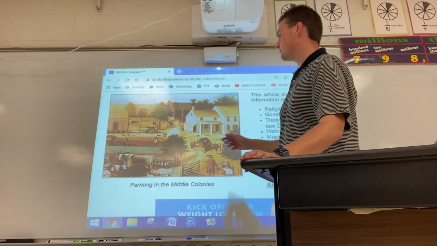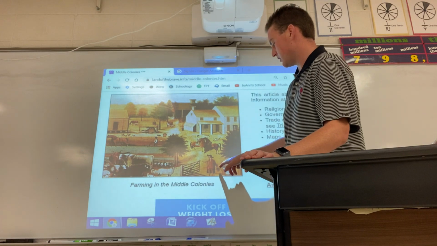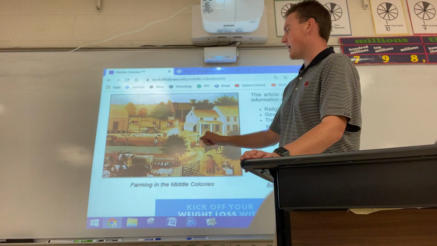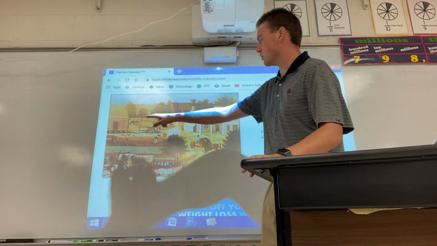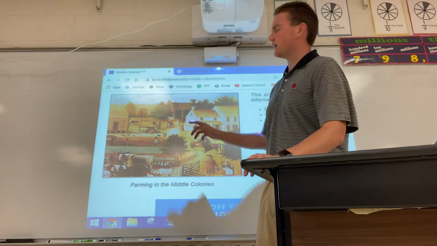It looks like we're at a farm right here. There's cows, there's horses, there's people. Looks like he's farming. He has a trough in his hand. He's going into here. There's sheep. There's some slaves here working in this field right here. And roosters, turkey, and so on. So that kind of tells us what's going on here in the middle colonies.